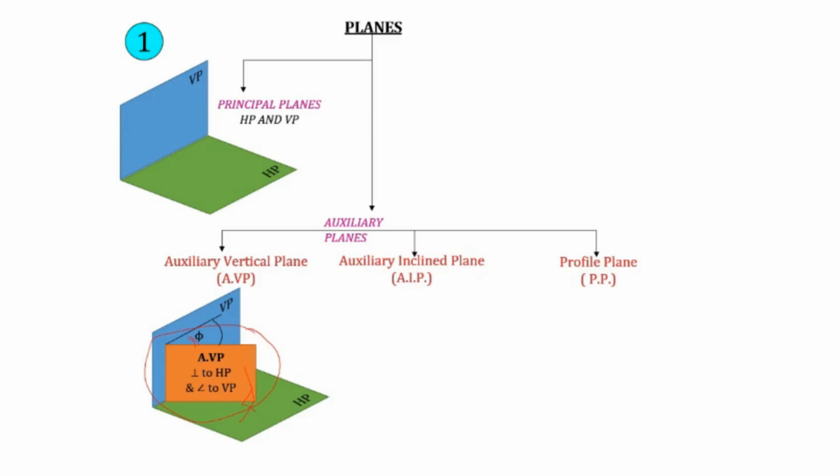That means this makes some angle, greater than 0 and less than 90 degrees, with the vertical plane. So that is an auxiliary vertical plane. And in the other case, an auxiliary inclined plane.